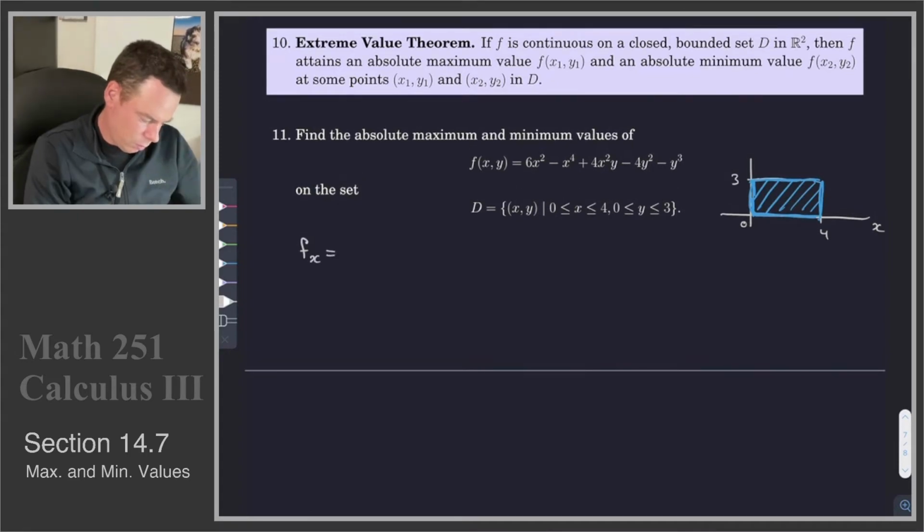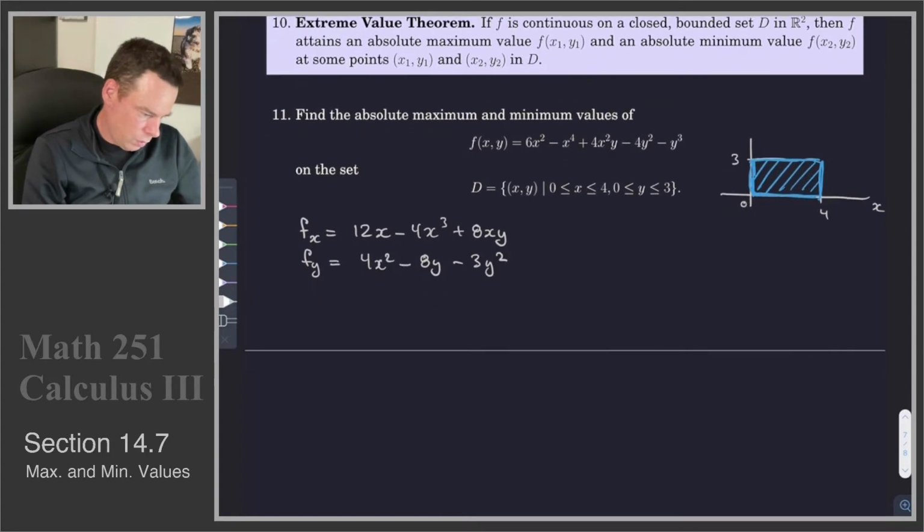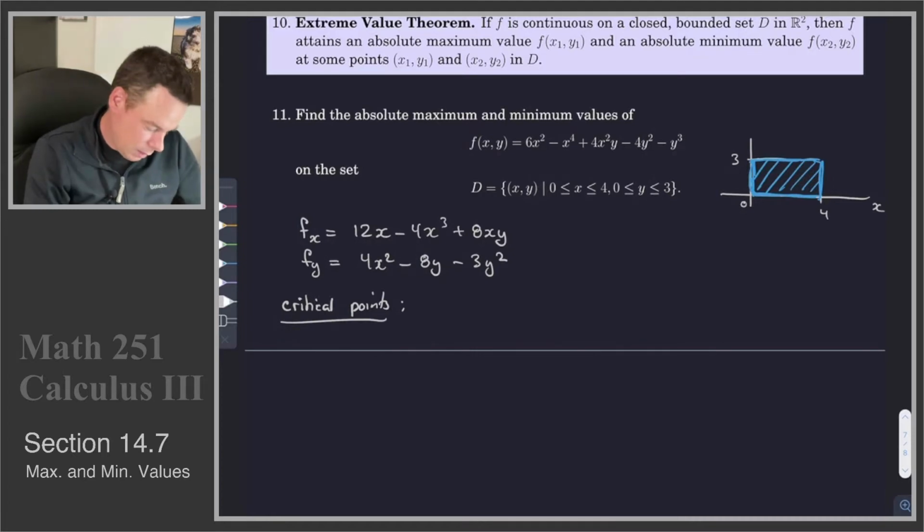We need to know what f sub x is, the x partial derivative, that's 12x minus 4x cubed plus 8xy. We also need to know what f sub y is. That is 4x squared minus 8y minus 3y squared. And so now we're going to use this to find our critical points. How do we get those? Well, we set these equal to 0. F sub x is equal to 0. And then we also have to set f sub y equal to 0.